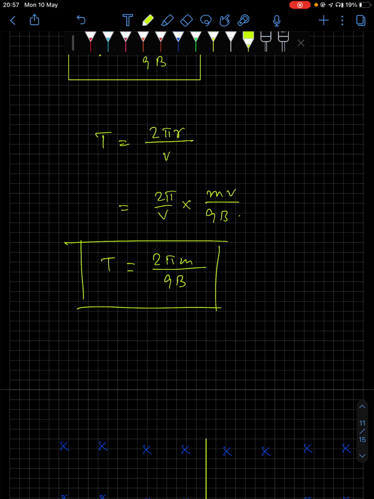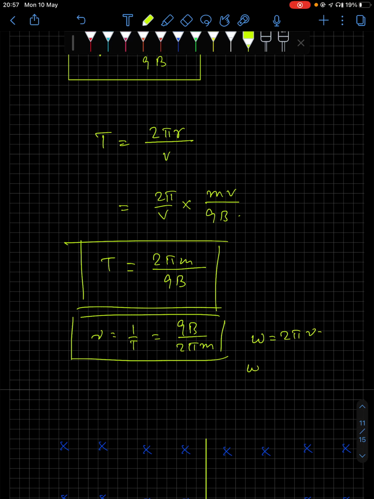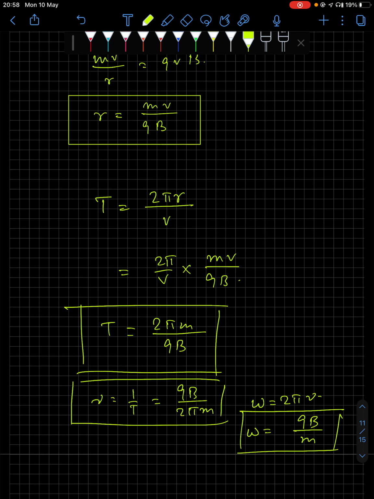The frequency nu is equal to 1 by T, so that is qB by 2 pi m, and the angular frequency relation is omega equal to 2 pi nu, so you get omega equal to qB by m. I hope these points are clear.